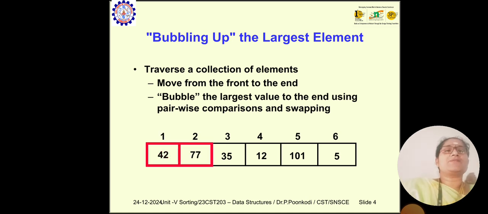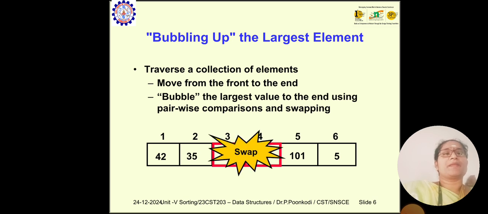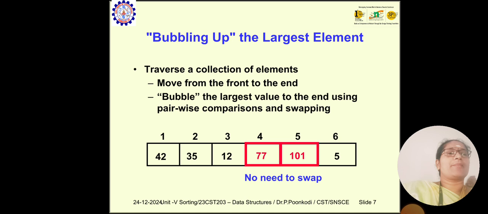Next we have to compare 77 and 35. Which one is largest? 77. We have to swap it. Then next we compare 77 and 12. Which one is largest? 77, so swap it. Next 77 and 101. Which one is largest? 101, so there is no need to swap.